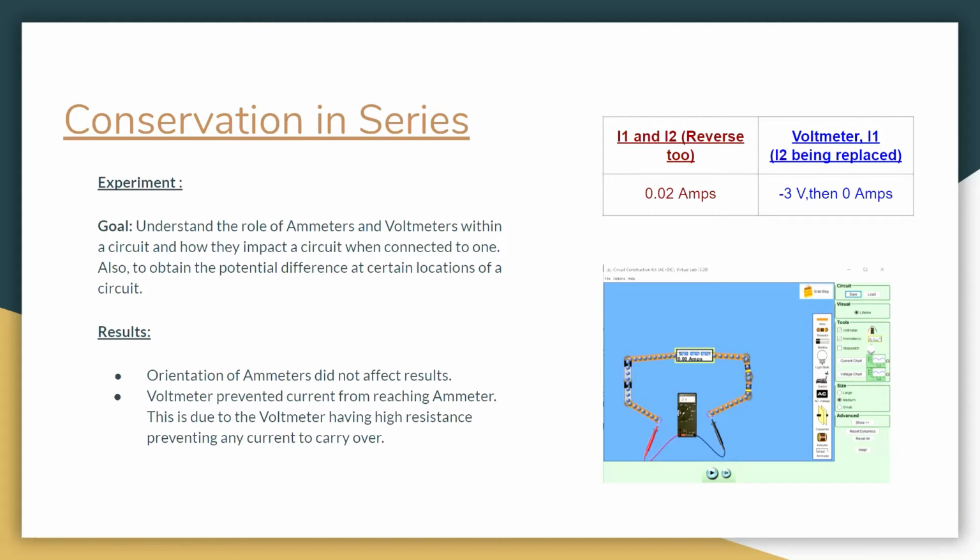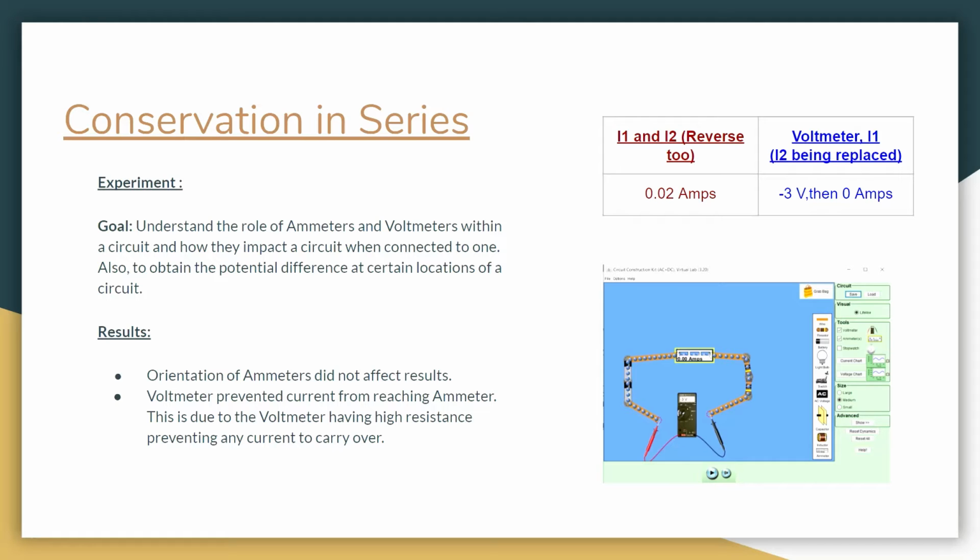Some observations that I made is that the orientation of the ammeters did not really affect their readings. So for example, as you can see in the table, for I1 and I2, both are ammeters. They both read 0.02 amps, whether I oriented them normally or backwards.